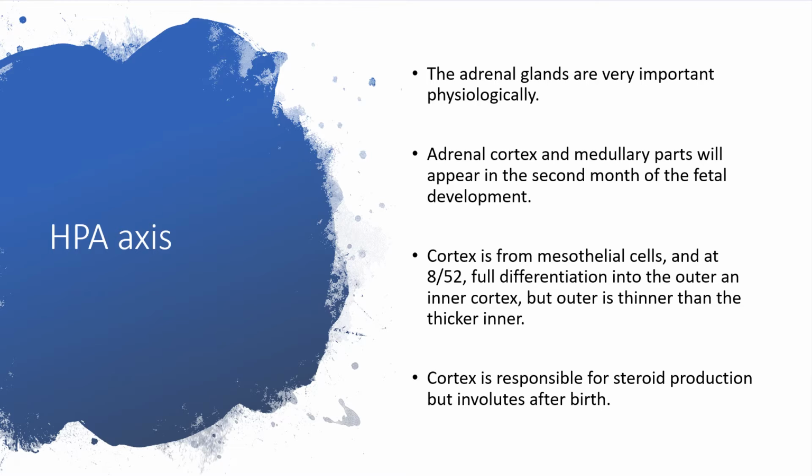The adrenal glands are very important physiologically. Adrenal cortex and medullary parts will appear in the second month of fetal development. The cortex is from mesothelial cells, and at 8 weeks of gestation, full differentiation into the outer and inner cortex would have been formed, but the outer is thinner than the thicker inner. The cortex is responsible for steroid production, but it involutes after birth.